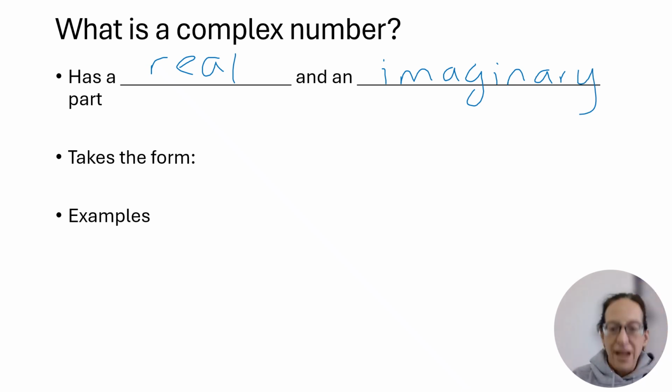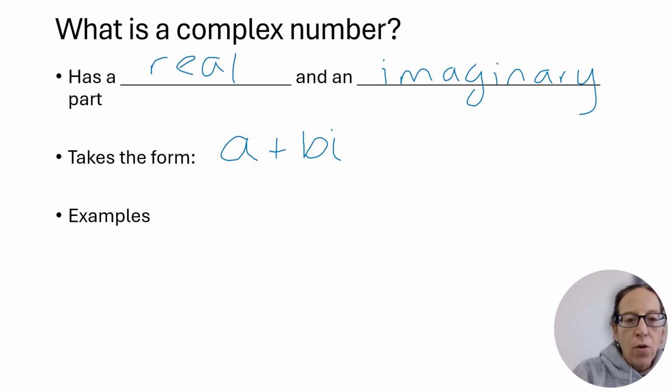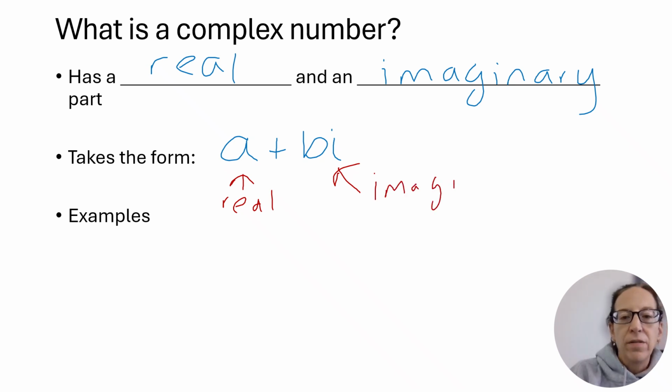A real part and an imaginary part, and they're basically added together. You might see it with subtraction, but remember that subtraction is just adding a negative, so we can say adding. Here's what it looks like. It takes the form a plus bi, where a is the real part, a real number like 1 or 2 or 1/2 or -3. And then the bi is the imaginary part. That's pretty much what it is.